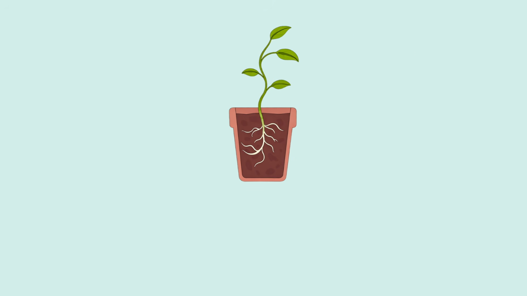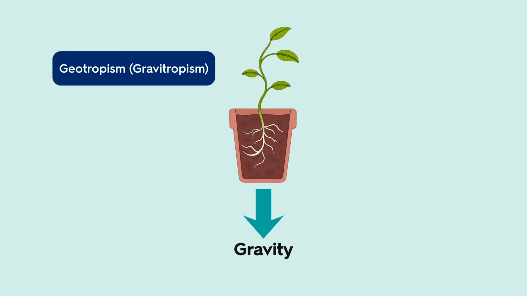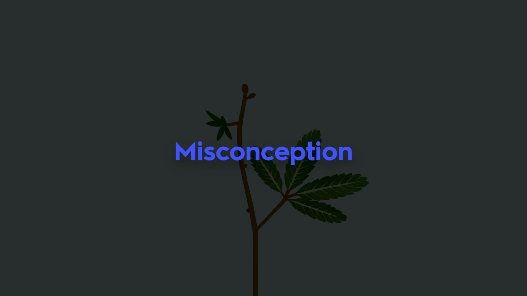Now turn the plant sideways. The shoot curves up and the roots curve down. The stimulus is gravity, so this is gravitropism, also called geotropism. But not every plant movement is a tropism.